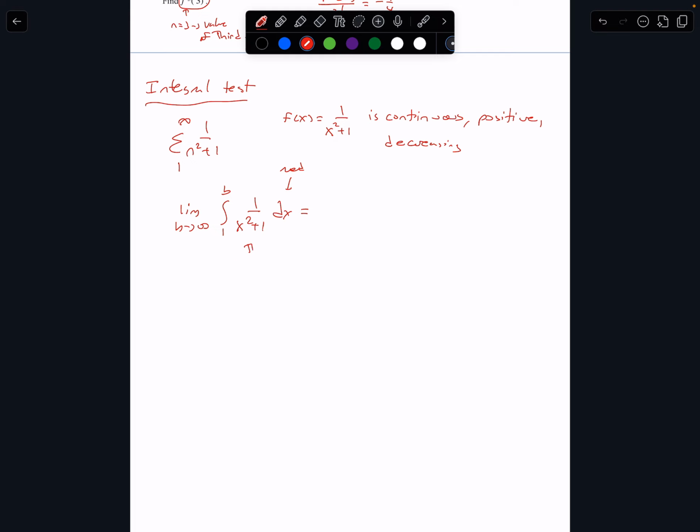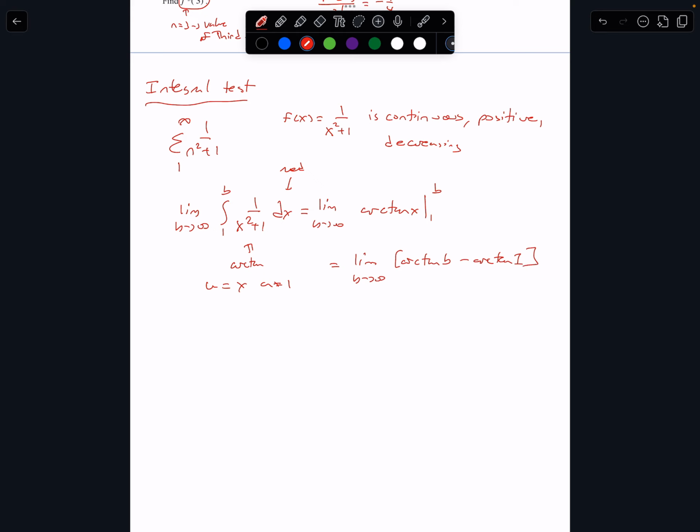And of course, this is just our arctangent of x. A is not x, sorry, it's u. u is x, a is 1. So this is going to give us the arctangent of x, going from 1 to b. I didn't leave myself enough space, so I'm going to move that over a little bit. I have to get out my limit as b goes to infinity. Applying my rule, I get the limit as b goes to infinity of the arctangent of b minus the arctangent of 1.